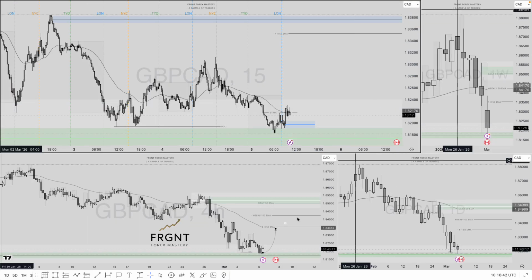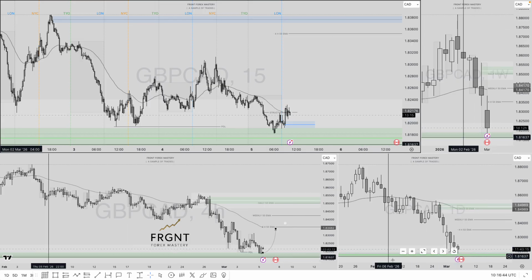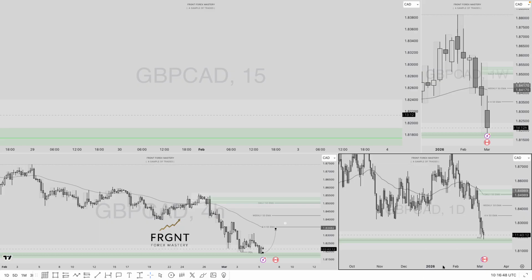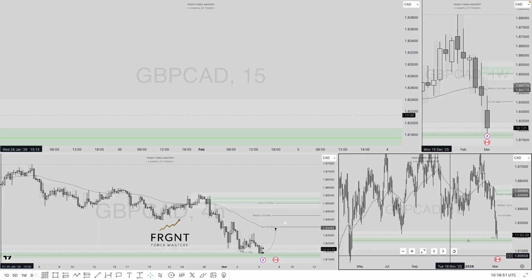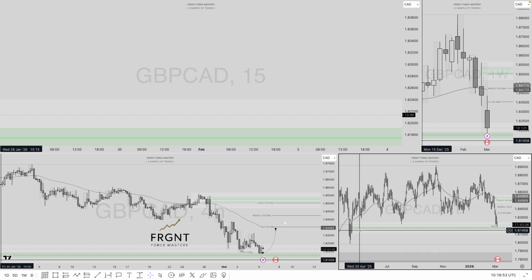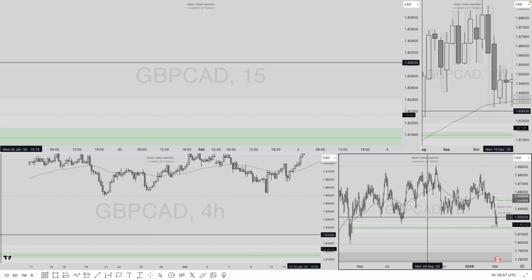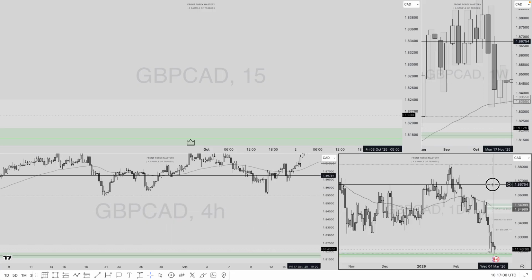GCAD, I like it. Why do I like it? So if we have a look at the daily first of all, that's where my bias stems from. We are in a higher time frame daily order block, all the way to the left hand side. From that order block, we can simply see where price has taken off from that area. Therefore, we refine that area down and see where we lie.